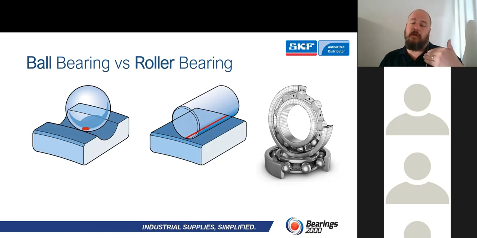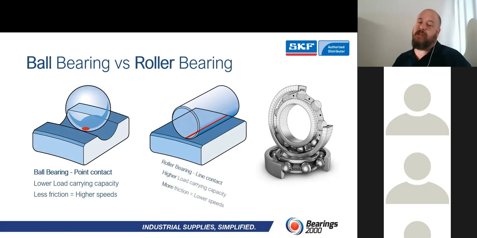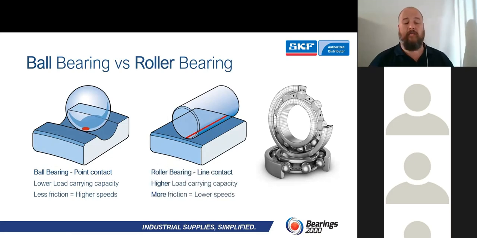And of course, looking at this and stating the obvious, we're looking at how much load we distribute over these, and how much speed we are able to carry. If we look at the ball bearing over there, I've only got the little point contact, which means I do not have as much friction between the components. So I can obviously have a higher speed on these ones.